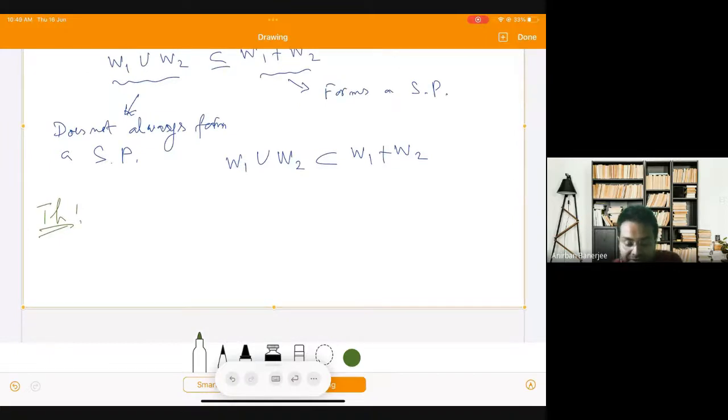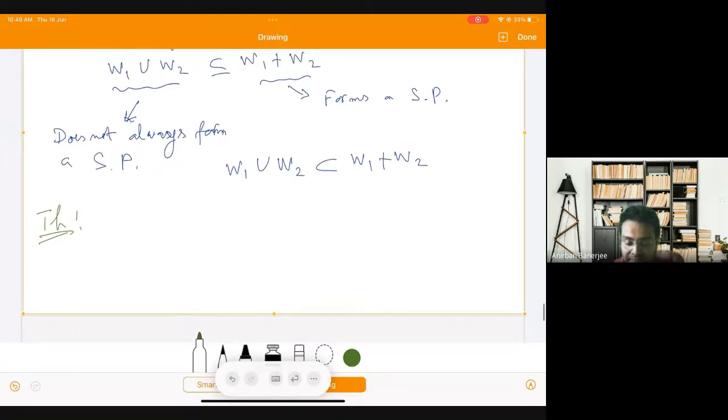Oh, we did not say. Okay, so we did not write down this property that W1 plus W2 will be a subspace.